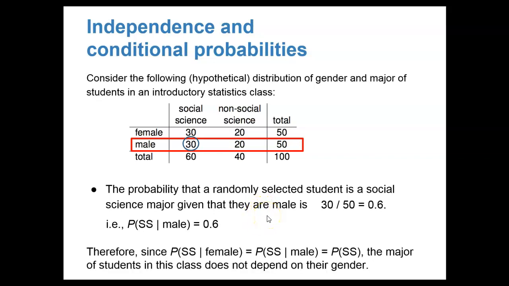Now, having looked at all three of those different probabilities, we notice the following. Since the probability of a randomly selected student being a social science major, given that they were female, is equal to the probability that a randomly selected student is a social science major, given that they are male, and that is equal to the probability of a randomly selected student being a social science major, then the major of students in this class does not depend on their gender.